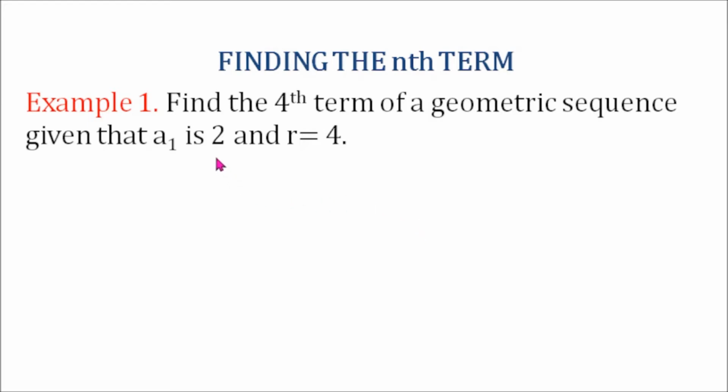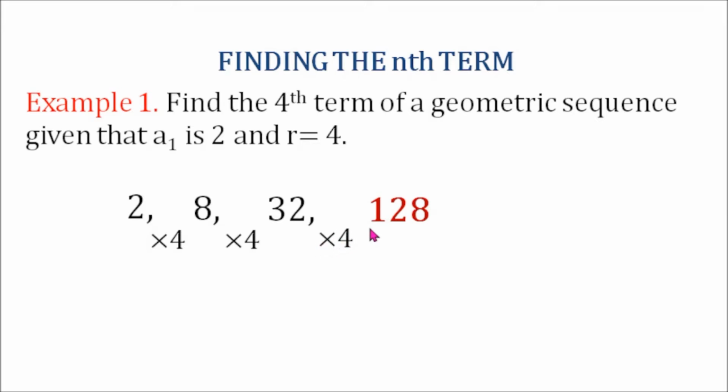Example number 1. Find the fourth term of a geometric sequence given that a sub 1 is 2 and r equals 4. We are going to start with a sub 1, which is 2. Then to obtain the second term, we are going to multiply 2 by the common ratio r, so that's 8. Again, multiply by 4, that's 32. And then multiply by 4, that's 128. So the answer here is 128.